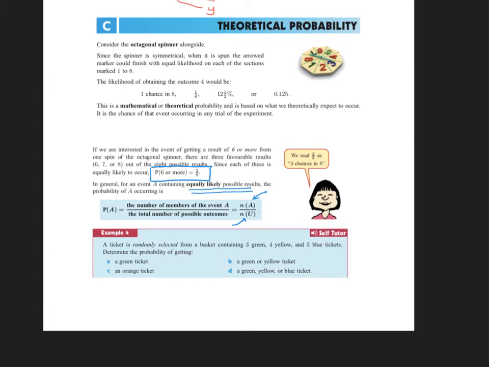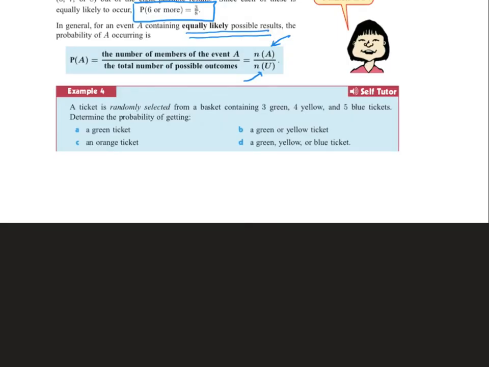So let's look at example 4. A ticket is randomly selected from a basket containing 3 green, 4 yellow, and 5 blue tickets. Determine the probability of getting a green ticket, a green or yellow ticket, an orange ticket, a green, yellow, or blue ticket. So give that a try. So a green ticket. Well, how many green tickets do I have? I have 3 of them.